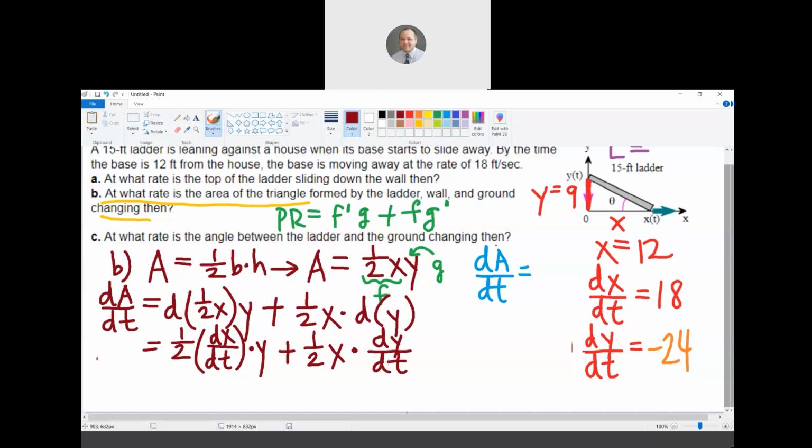Are there any questions about the derivative? No, sir. It's roughly the same concept as the last question, right? Yes, sir. All right.